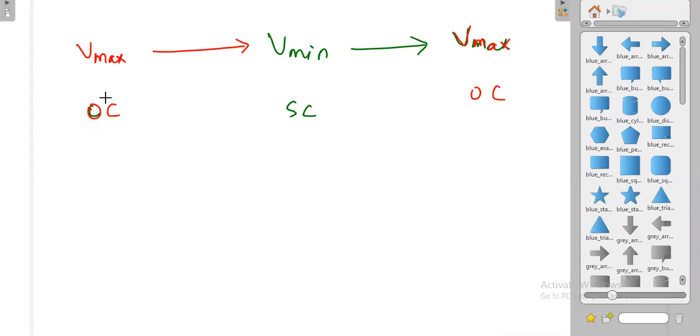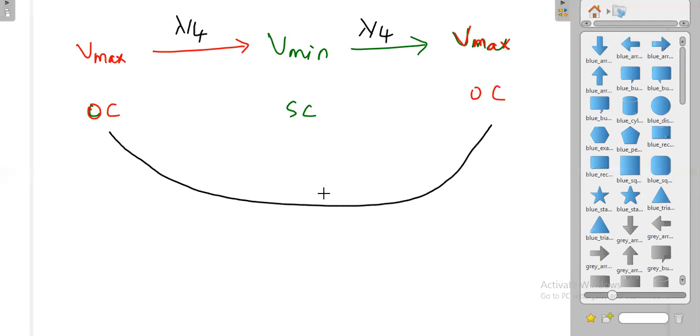Once you want to go from open circuit to short circuit, definitely the length is lambda by 4. Similarly, if you want to go from V minimum to V maximum, that is lambda by 4. Otherwise, if you want to go directly from V maxima to V maxima, that is simply lambda by 2. That means you are at the same point. You started at open circuit; if you travel lambda by 2 distance, finally you will reach open circuit only. Similarly, if you start from short circuit and travel lambda by 2, finally you will reach short circuit only. That is a simple idea.